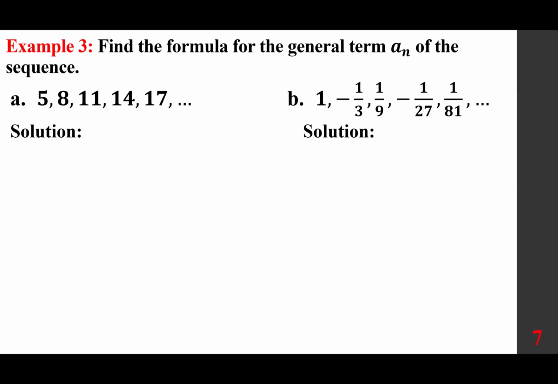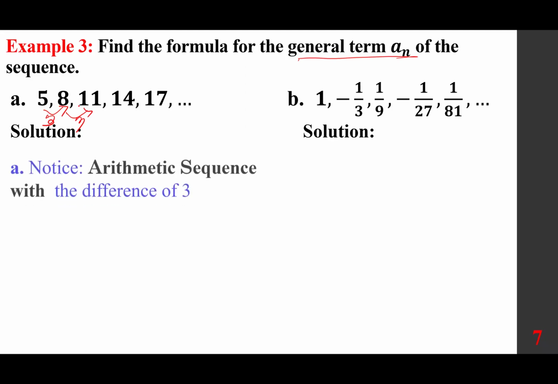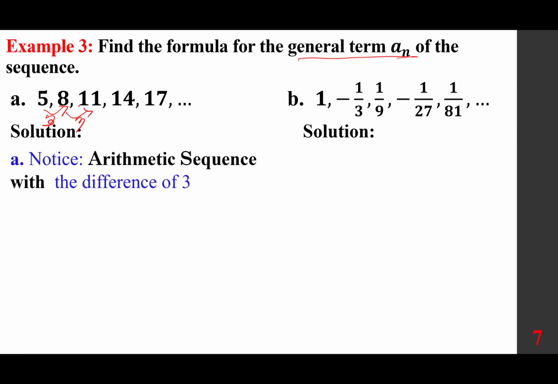Now, in this case, we want to go back where the list is given, but the general term is missing. We want to find that. For the first case, we notice the difference of 3, and it's an arithmetic sequence where a sub 1 is 5 and the difference is 3.